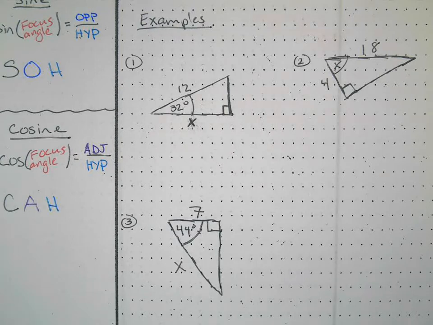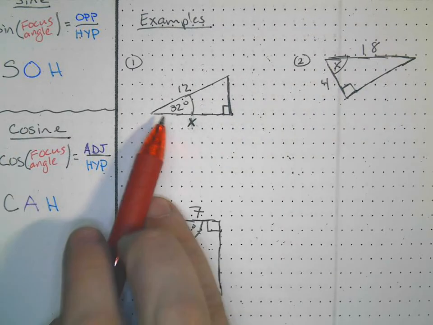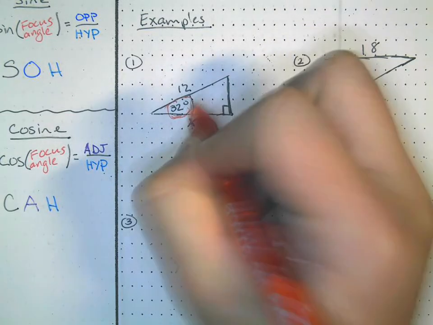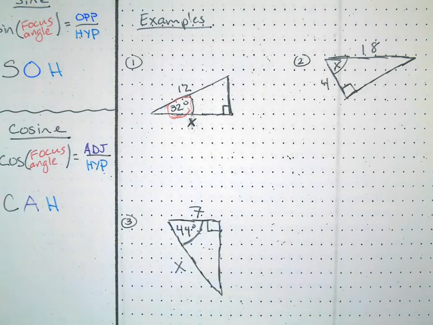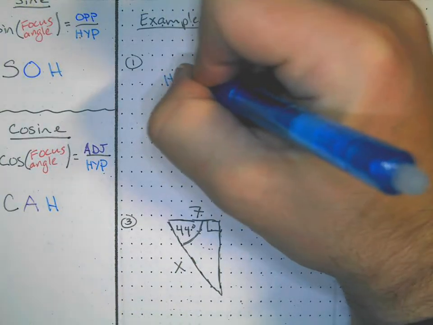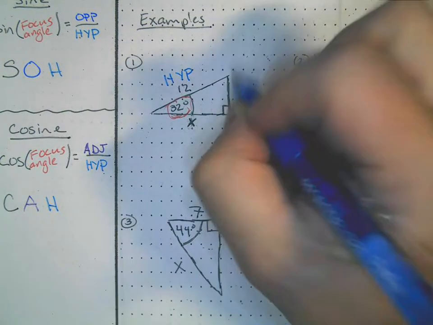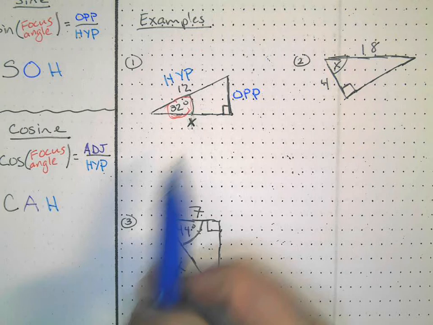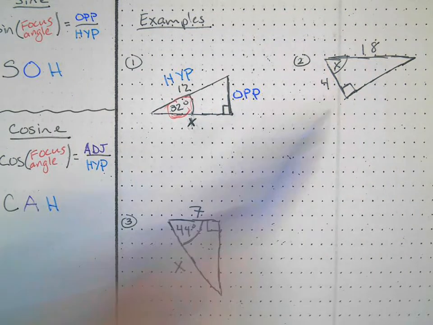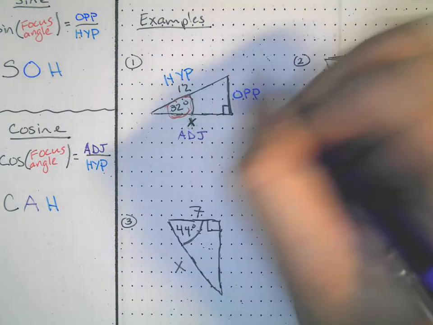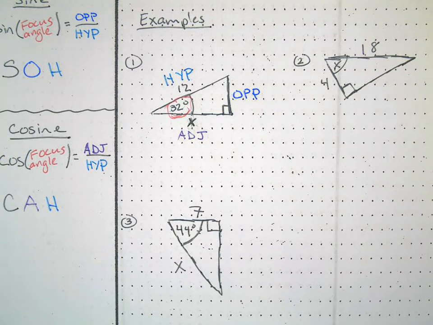So first thing we want to do is label our triangle like we've been doing, identifying our focus angle, and then labeling from there. So if this 32 angle is my focus angle, circling red, that's where my focus is. Now I can label everything. Hypotenuse is always across from our right angle. Opposite is always across from our focus angle, so I'm just going across. And then adjacent is that side that's touching our focus angle, but is not the hypotenuse.